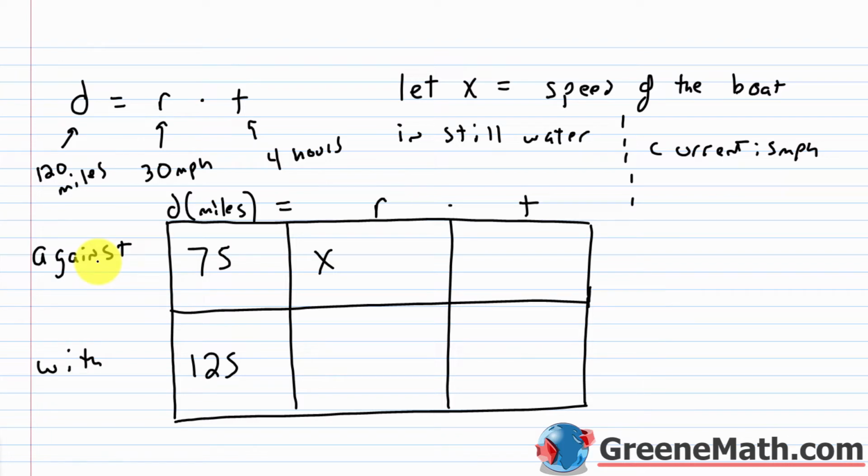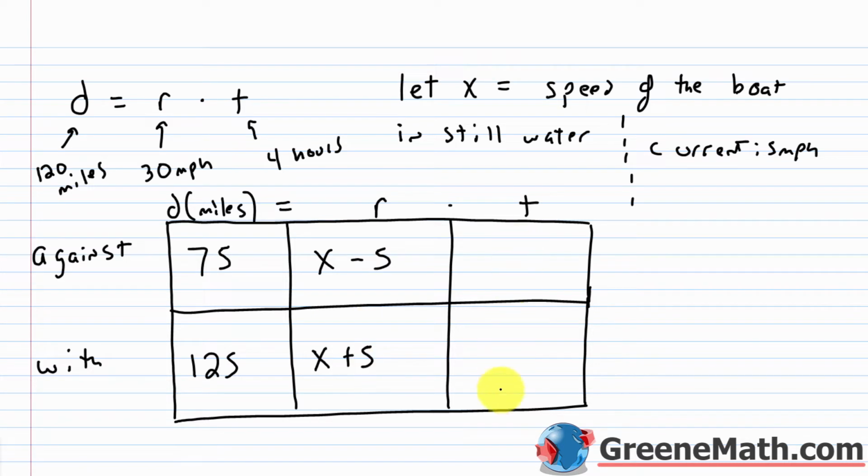Well, if the current is 5 miles per hour and it's fighting us, then we're going to take 30 minus 5 and say we're going 25 miles per hour if we're going against the current. So I would subtract 5 here. Now, when we go with the current, the current's pushing on the boat. It's making us go faster. So I would add 5. So I would have x plus 5 here.